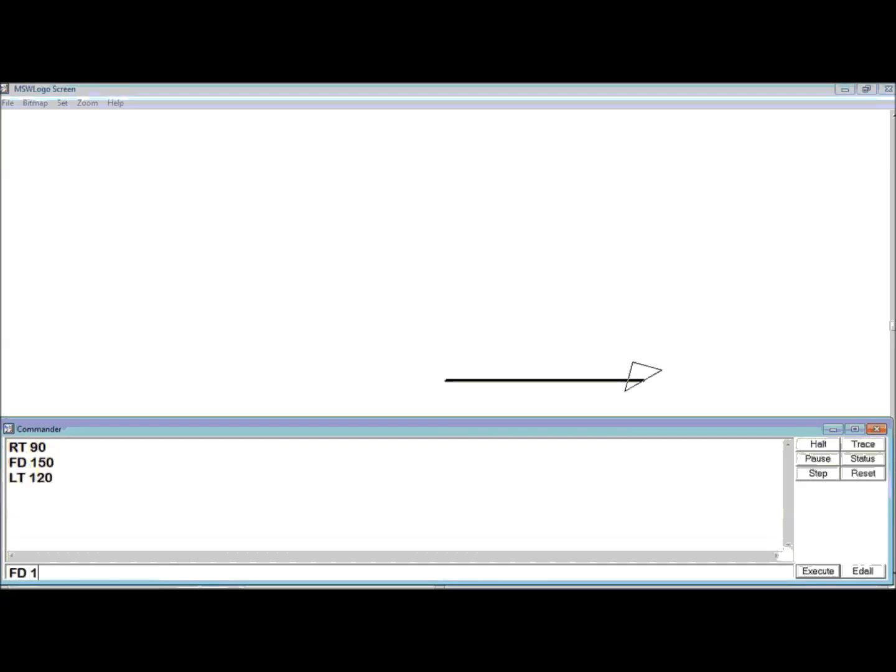So LT 120 and then FD 150 again, as all sides are equal in an equilateral triangle. Again, LT 120 and then FD 150. Here, if you want to hide the turtle, use the command HT.